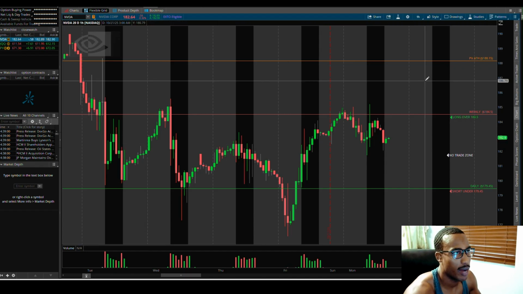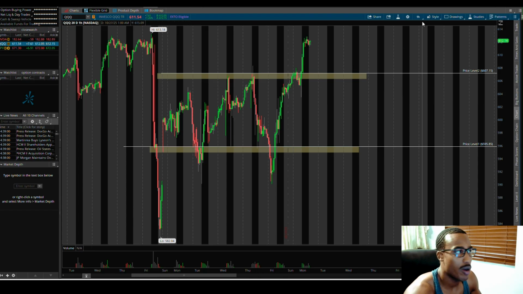Enter high probability setups, right? So I hope this helps. I hope this visual helps. I hope you're able to implement this into your own personal trading. And if you do, I promise you will take off.